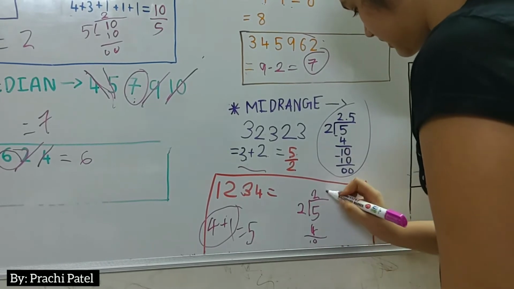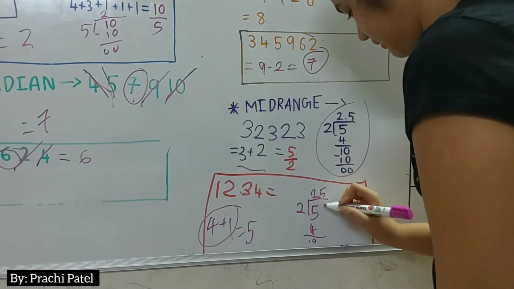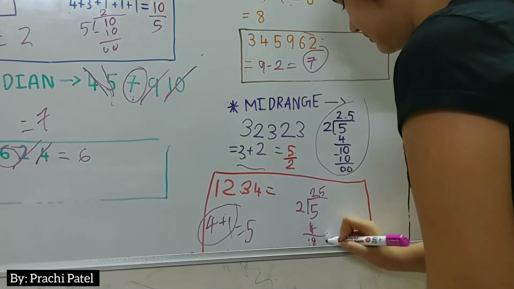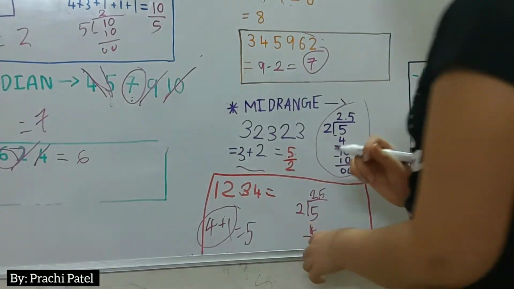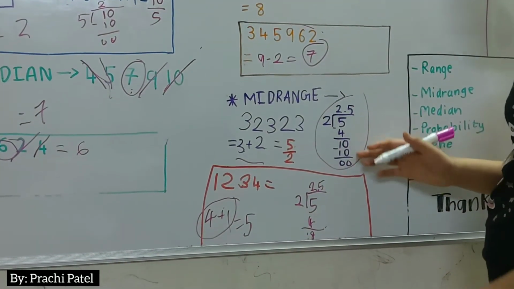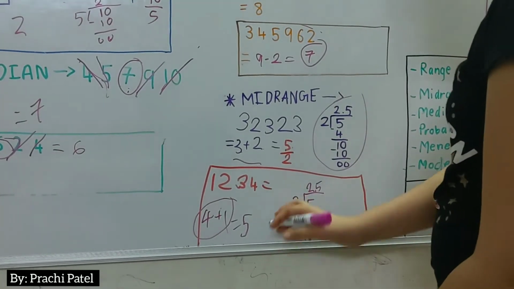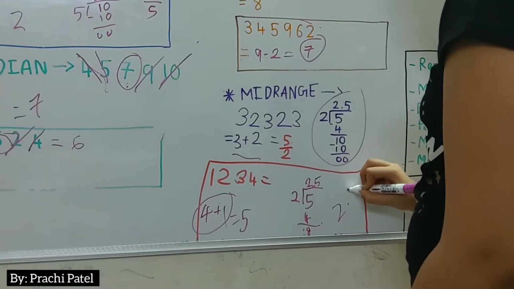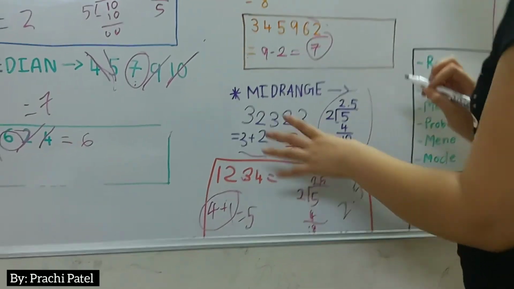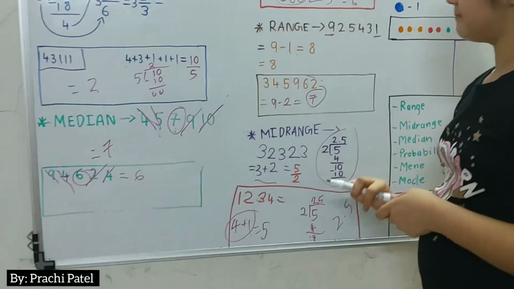Here 10 comes, and then 5, 5, and then 10. So it comes as 0 because 10 minus 10 is 0. Okay. If you can't understand this, we have it over here. So the answer of this is 2.5. So we found the mid-range of these numbers.